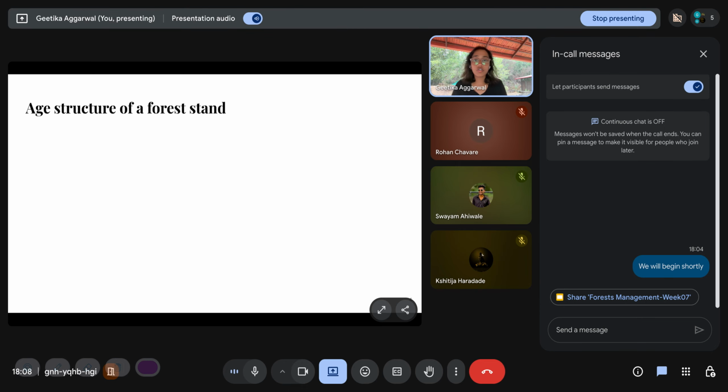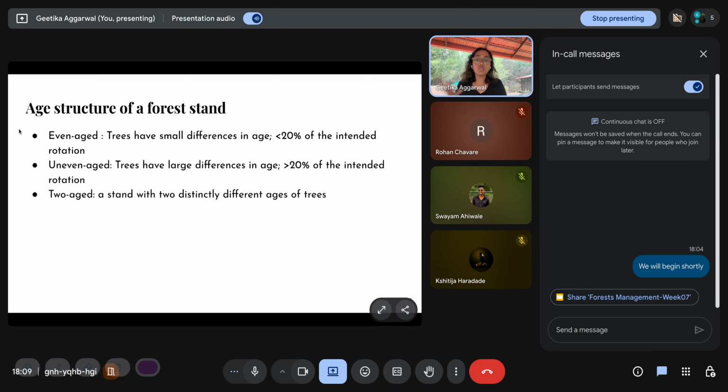And what is the age structure? As you can already guess, age structure is where we discuss the age of the trees in that particular forest stand, and how that age is distributed among the individuals present in that forest. By individuals, I mean the plant individuals. To take a simple guess, the age structure could be even, it could be uneven, or it could be, for example, two aged.